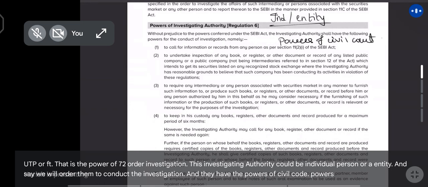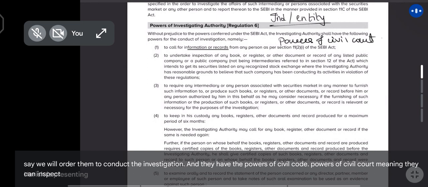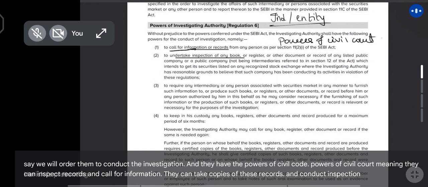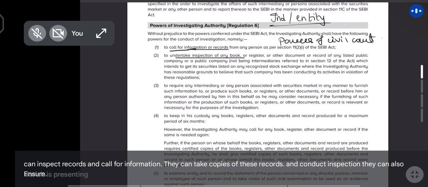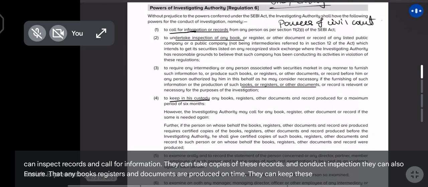Powers of civil court meaning they can inspect records and call for information. They can take copies of these records and conduct inspection. They can also ensure that any books, registers, and documents are produced on time. They can keep these documents in custody.